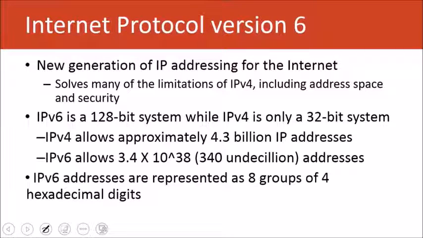Internet Protocol version 6 is just a new generation of IP addressing. It solves a lot of the limitations with IPv4. The difference between the two is that IPv6 is 128 bits, while IPv4 is 32 bits. And so IPv4 is approximately just 4.3 billion IP addresses, the result of 32 bits, whereas 128 bits results in 340 undecillion addresses.